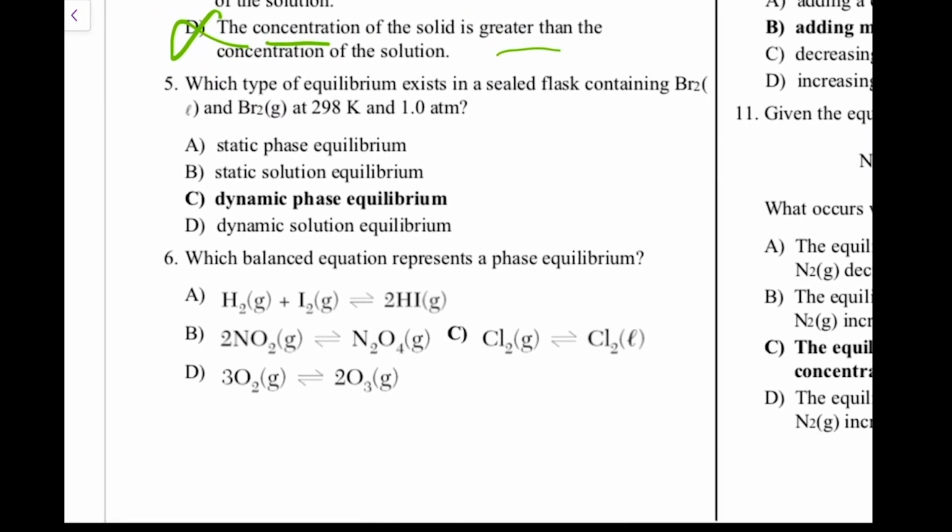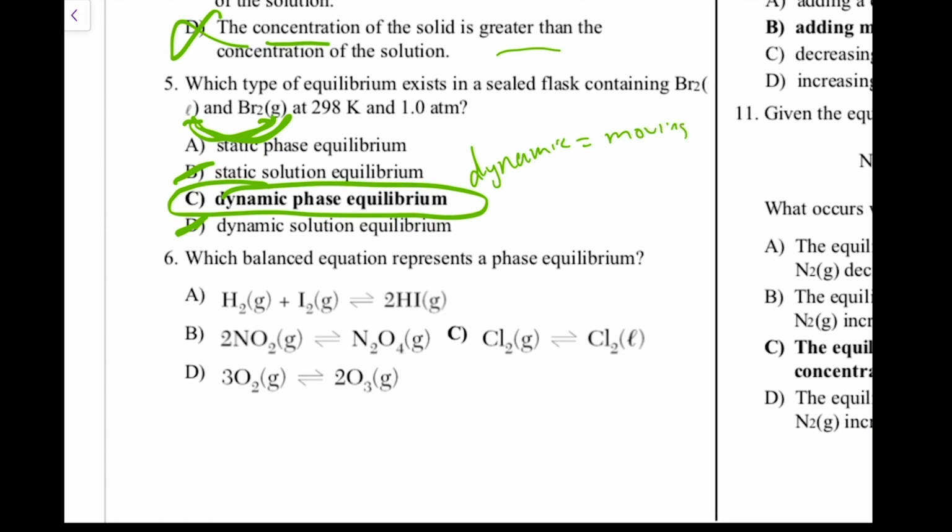Number 5, equilibrium exists in a flask with Br liquid and Br gas. We know it has to be phase equilibrium because we're going between those two phases. Then we have static and dynamic, and the answer is dynamic. What dynamic means is that it's always moving, always changing. It doesn't just reach it and then stop. It goes up, goes down, goes up, goes down, but it averages out to be something very similar. So dynamic is always going to be the answer.